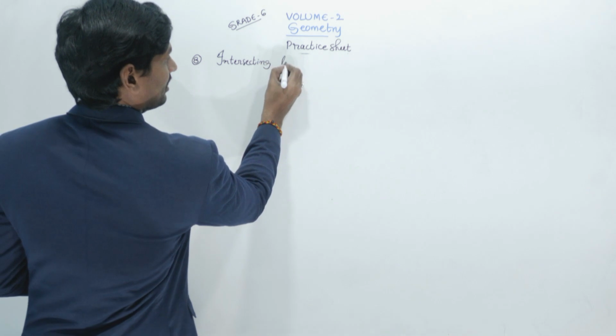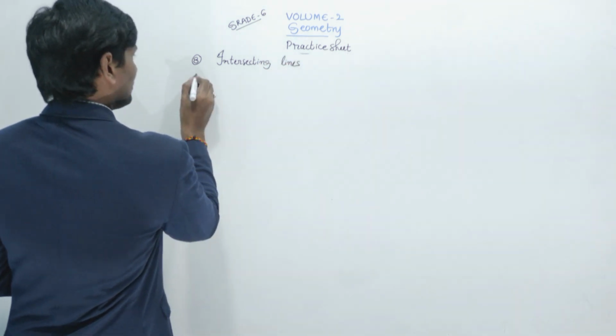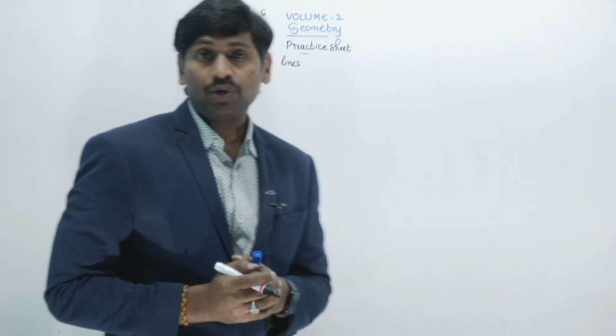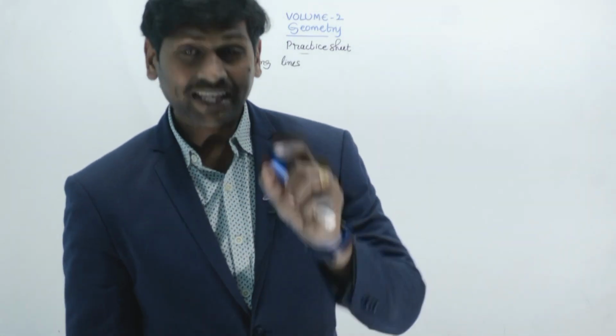Which type of lines? Intersecting lines. Okay. Now let us discuss the ninth question, a cross observation question. The common point of concurrent lines is called. Then what are concurrent lines, sir?